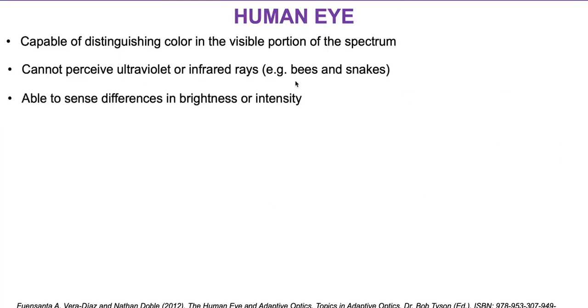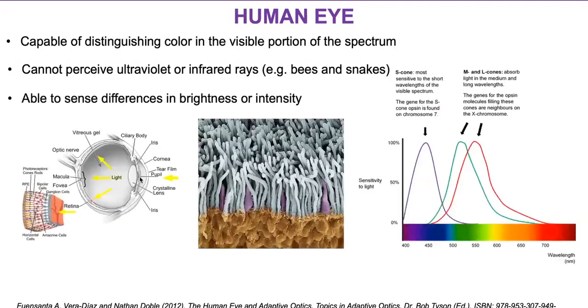In order to look at an object, we are also able to see the differences in brightness and intensity. That's why if there's an image in color, it has to be presented to us in the visible portion of the spectrum and also with a varying degree of brightness or intensity. This is because of the complex architecture of the human eye, where we have very specialized photoreceptors, such as cones and rods.